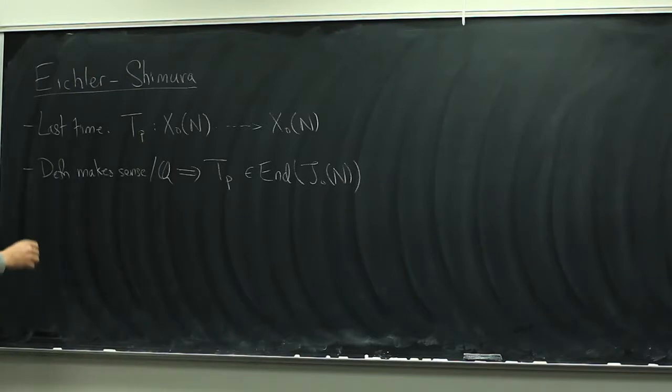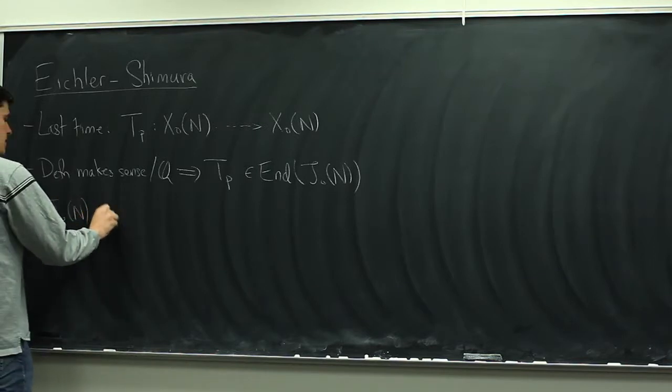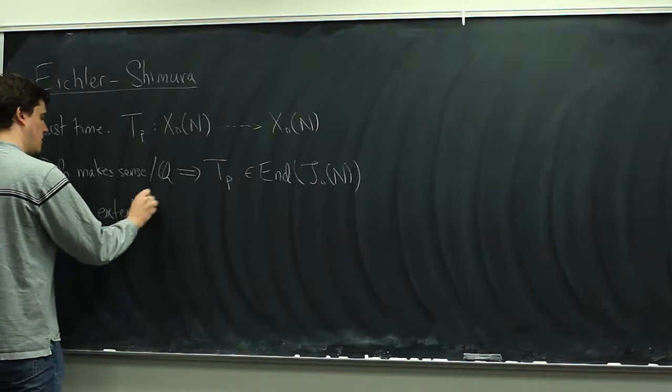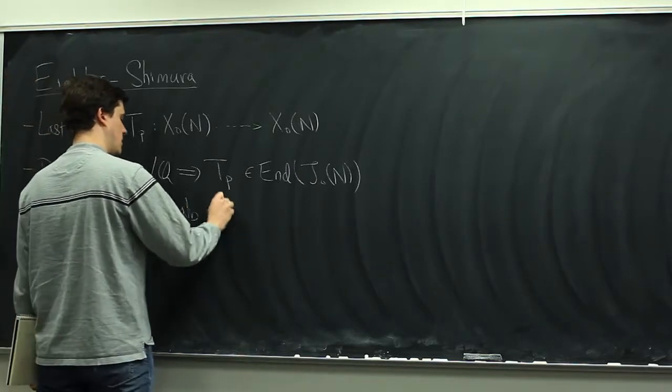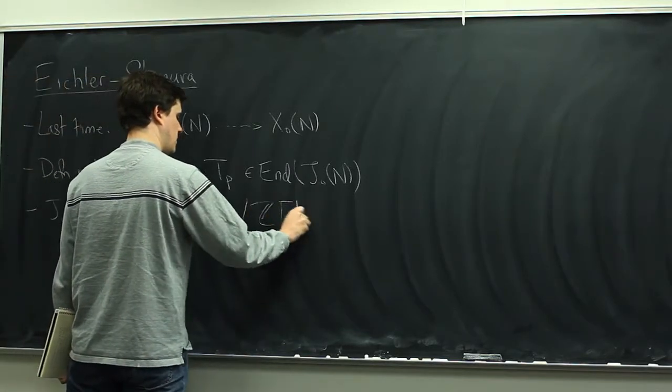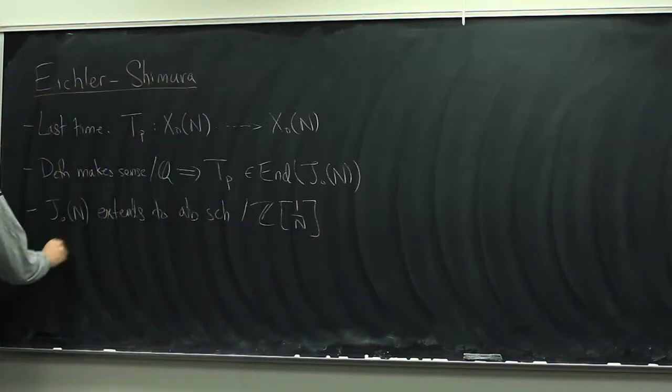And now this J_0(N) has good reduction away from N, because the curve X_0(N) is smooth over Z adjoin 1 over N. And so you can extend it by its Néron model, say, to Z adjoin 1 over N, and this T_p will extend to an endomorphism over the integers. So J_0(N) extends to an abelian scheme over Z adjoin 1 over N. And T_p extends to an endomorphism over the space also.